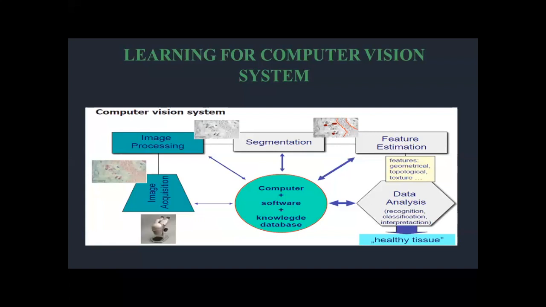So we took one example. Suppose we have taken a medical image acquisition from any sensor. This image is initially pre-processed. We can make some enhancement, we can do some segmentation, we get some output, and finally after that we will do the feature estimation and then go for the classification.